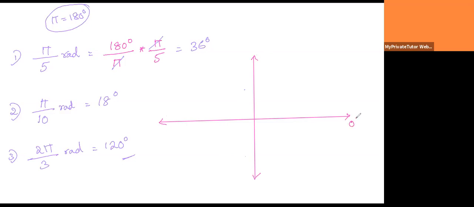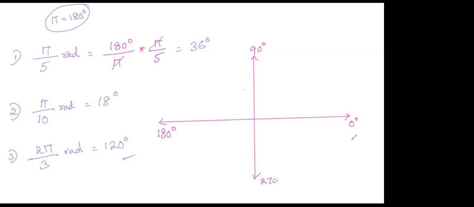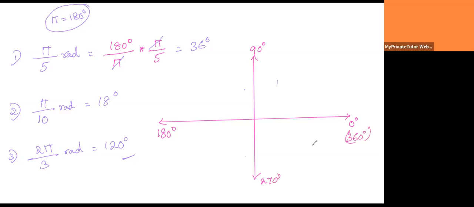So this is 0 degrees. This is 90 degrees. This is 180. This is 270. And the total becomes 360. The quadrants: this one is the first quadrant, this one is the second quadrant, this one is the third quadrant, and this is the fourth one. I think you know this, right, Umar?